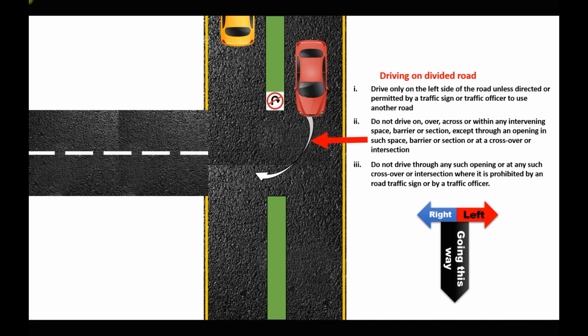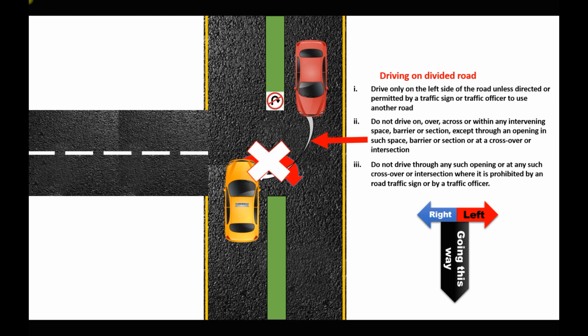You do not drive through such an opening or at any such crossover or intersection where it is prohibited by a road traffic sign. So sometimes you will have a road traffic sign like this one, which is the no U-turn, meaning the yellow car will not be allowed to make a U-turn. So which means it will not be able to make use of the opening because of this no U-turn sign. But in the event that it's not there, then it might be allowed to make a U-turn.